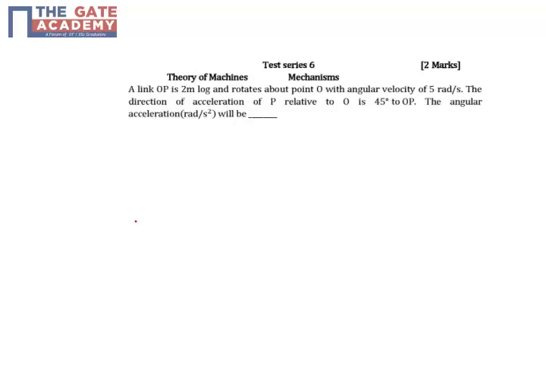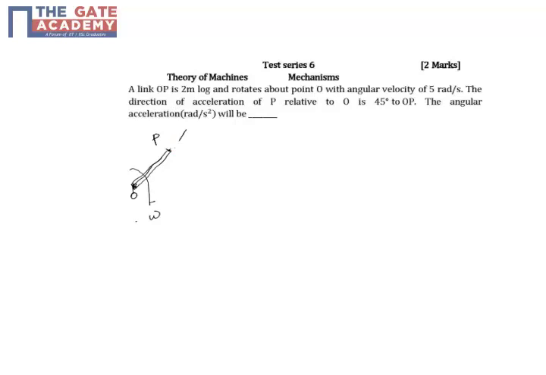Okay, so let's discuss a question from theory of machines. You have a link which is given and which is hinged at O, and it can move about O, so it can undergo a rotational motion about O. So about O, the angular velocity is given. So this is my angular velocity omega. And now the acceleration at point P, it is known that relative to O it is 45 degrees to OP.